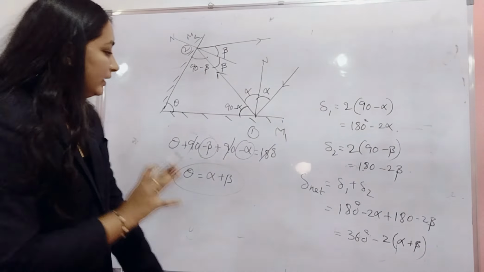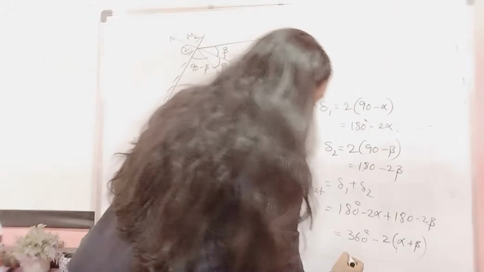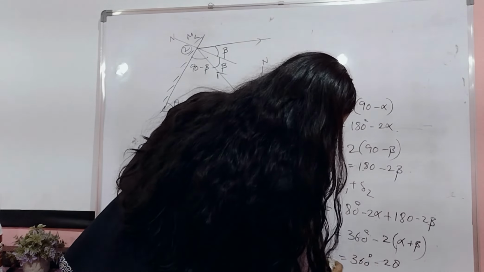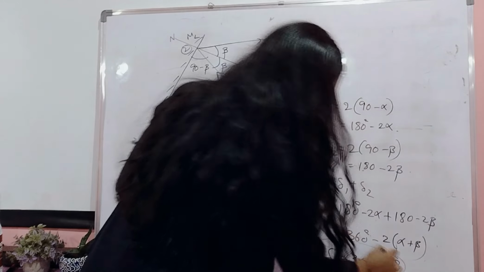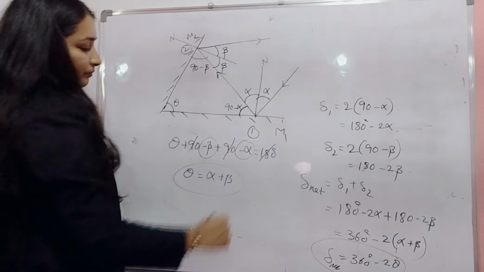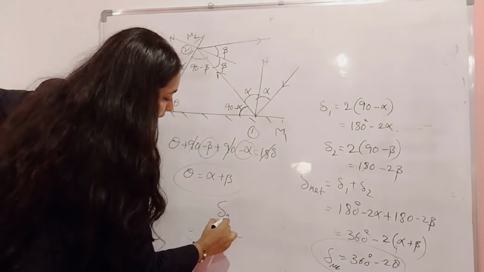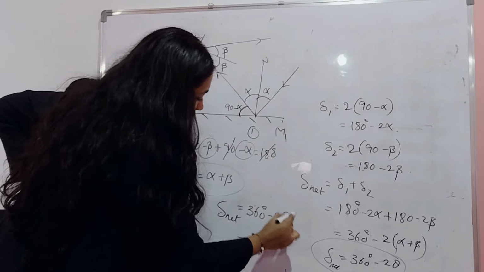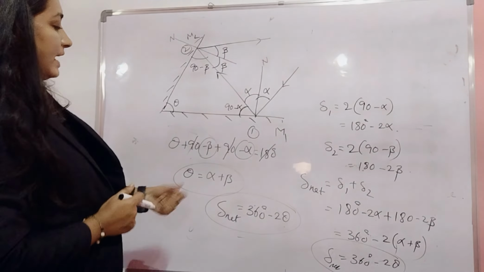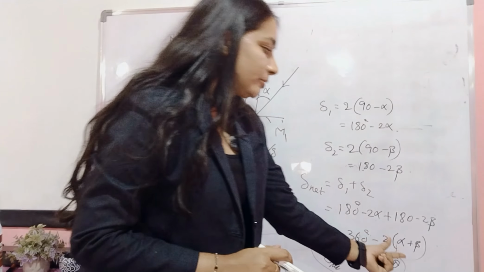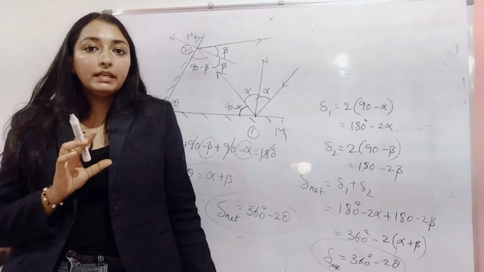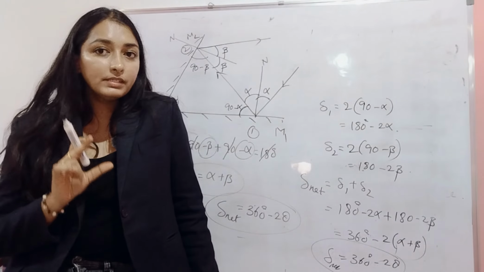So I am substituting theta in the place of alpha plus beta. You understood? Now you have a simple formula for delta net. Again I am writing here, delta net is equal to 360 minus 2 into theta. I substituted theta in the place of alpha plus beta. So I got the formula for calculating the net angle of deviation, that is 360 minus 2 theta.